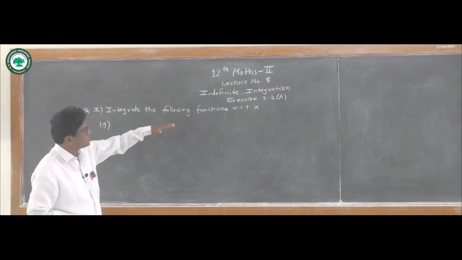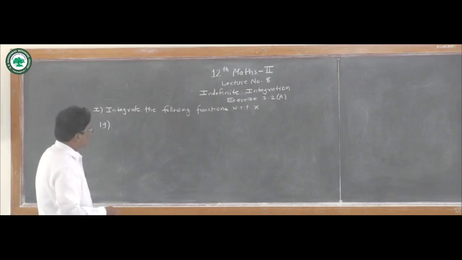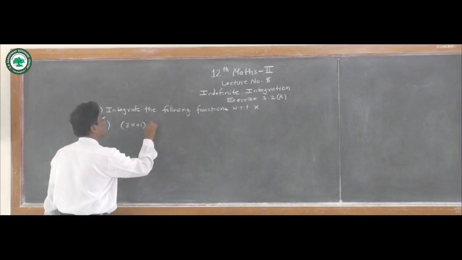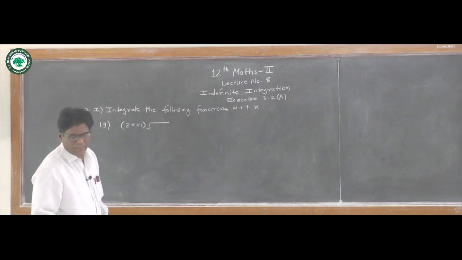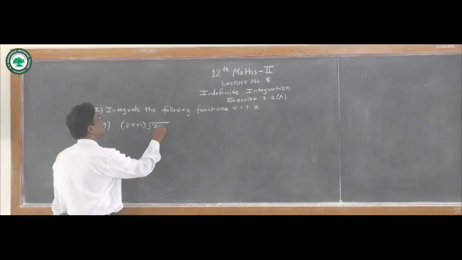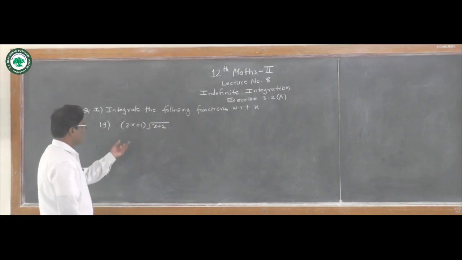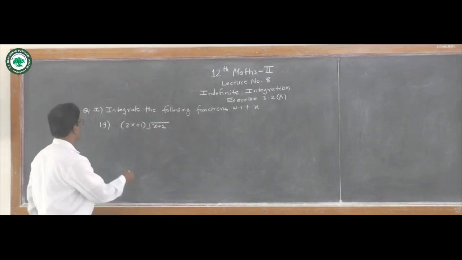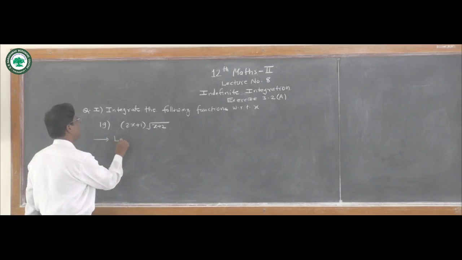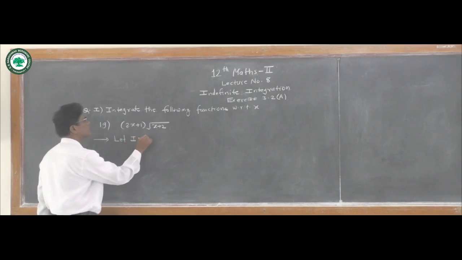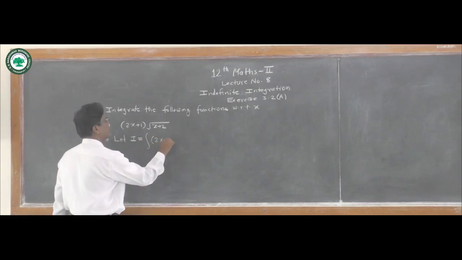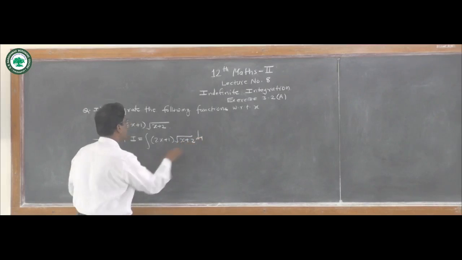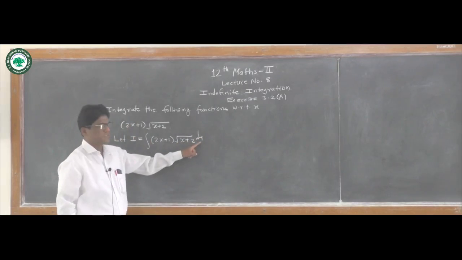Integrate the following functions with respect to x: (2x + 1) under root of (x + 2). We call the given problem I. So let I be equal to the integration of (2x + 1) root of (x + 2) dx. When we write the integration sign, always take dx.